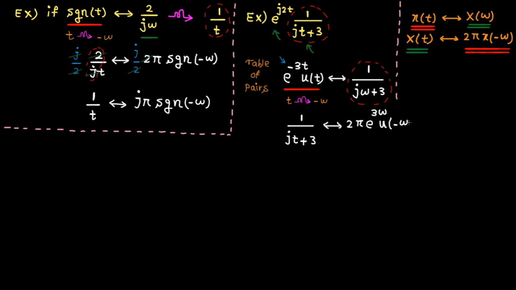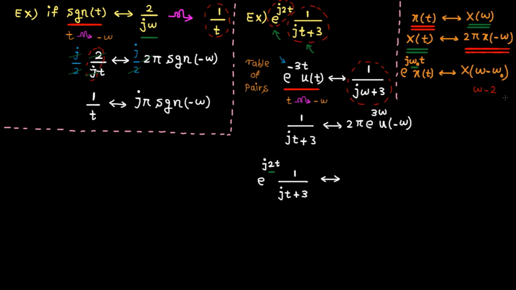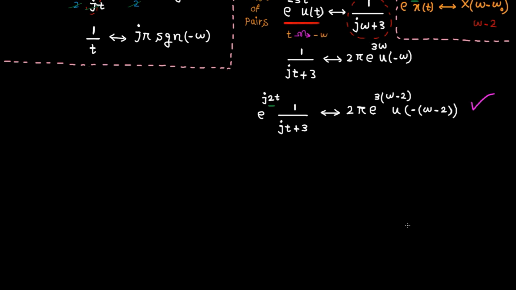Finally, we need to multiply the signal with this complex exponential function in the time domain and use the frequency shifting property, where omega naught is 2. So we just need to replace omega by omega minus 2. Here we go. Done. The last property that I want to cover in this tutorial is the time domain integration.